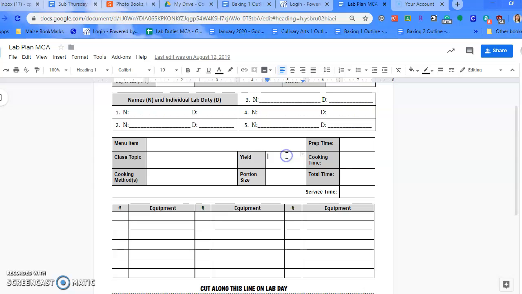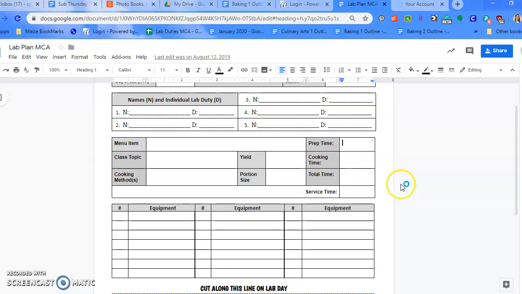Yield is how much it makes. So if it makes 12 cookies, it makes one 9x9 inch pan of lasagna. Whatever goes there, you can usually find that on the recipe. And then portion size is how much is actually in a portion. So it makes a 9x9 pan of lasagna, or it makes 12 cookies. Are you supposed to eat 12 cookies? Usually the answer is no. What's an actual portion size? It's usually one cookie, for example.